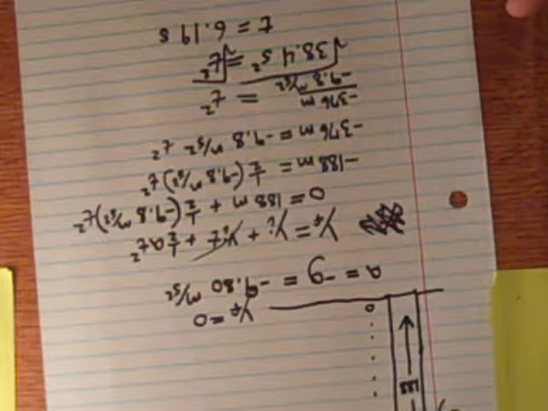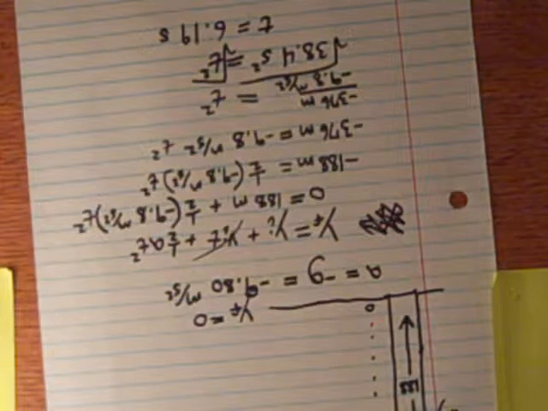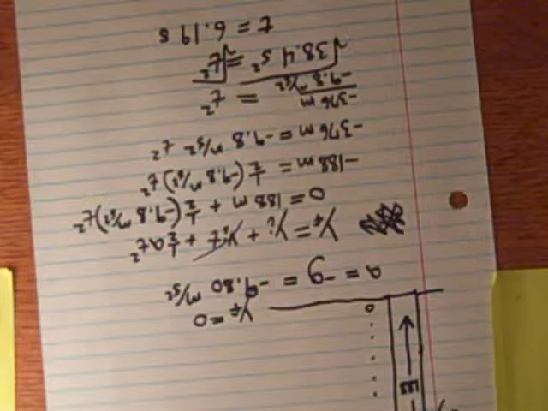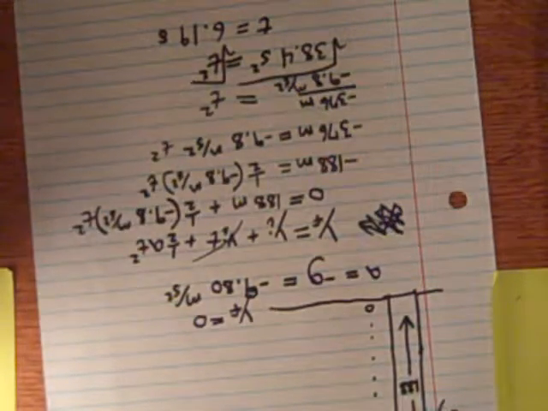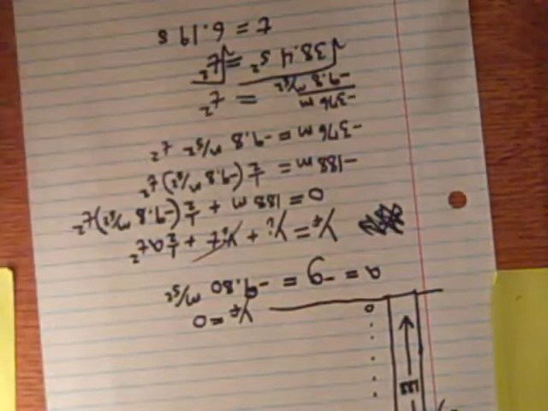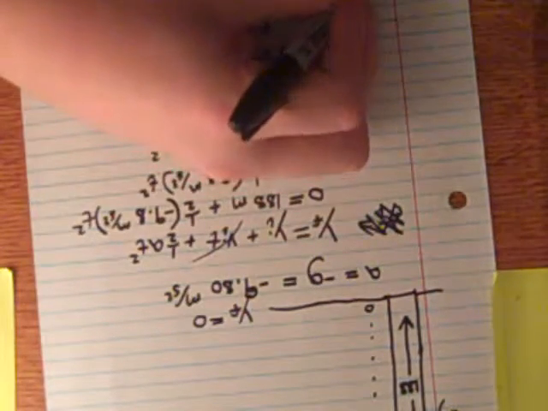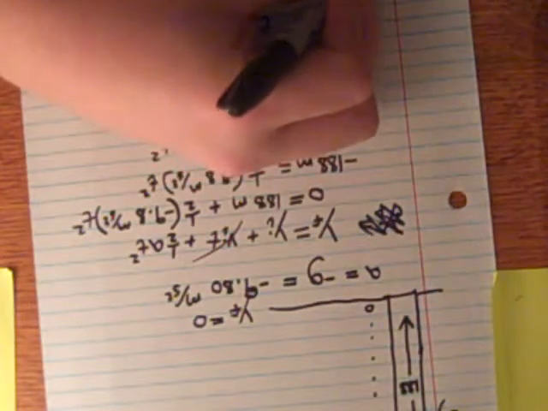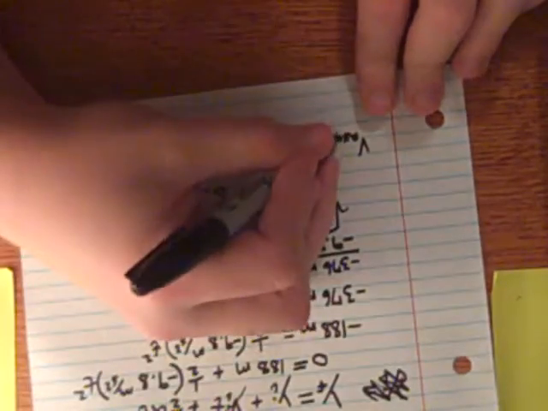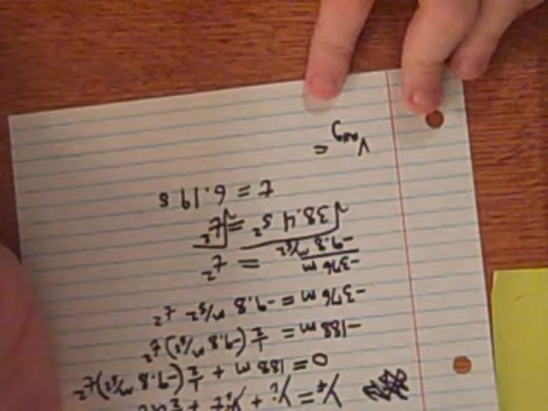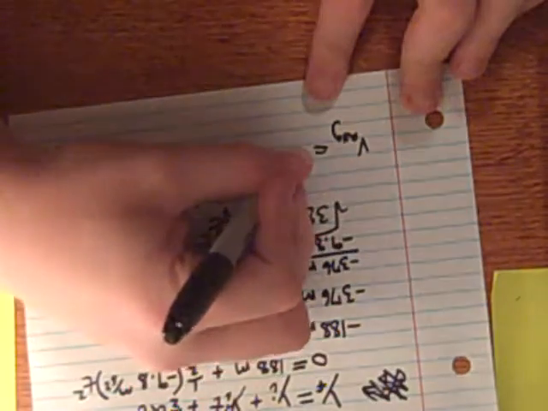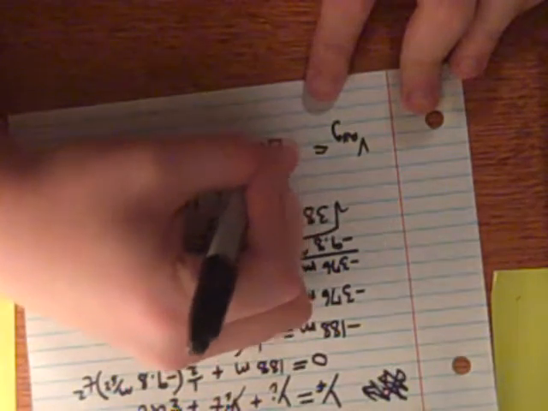t equals 6.19 seconds. So that's how long it takes. What is the speed of the ball just before it hits the ground? Well, since we have linear motion with constant acceleration, we can say v average, probably getting a little crazy over here, is equal to delta x over delta t.